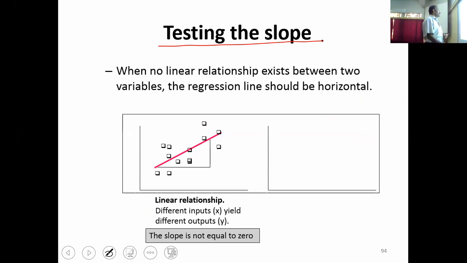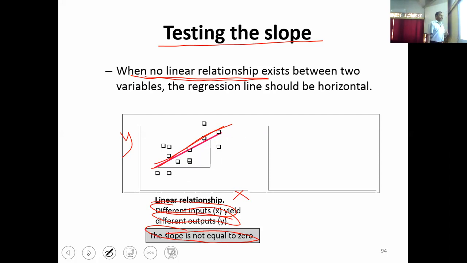We can test any value of slope. Before testing, we can first see whether there is a linear relationship or a non-linear relationship between the variables x and y. Here there is a linear relationship, so that for different inputs of x, we can obtain different outputs of y. So we can conclude that the slope is not equal to 0.